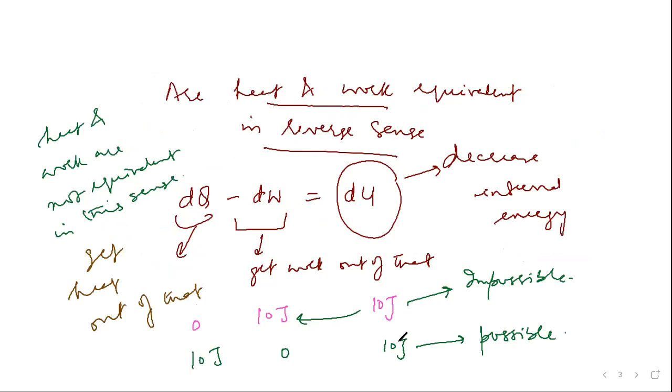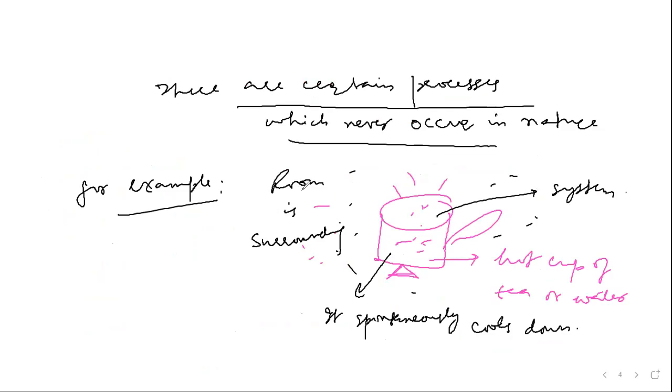But this is possible, that the internal energy of the system decreases by some amount and we get the same amount of heat from the system with zero work. So heat and work are not equivalent in this sense. First point was this. Second point is that there are certain processes which are allowed by the first law but never occur in nature.